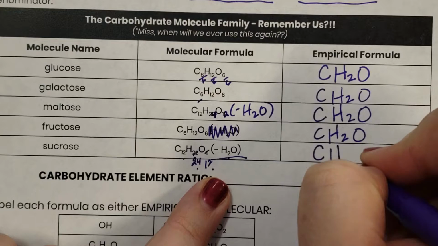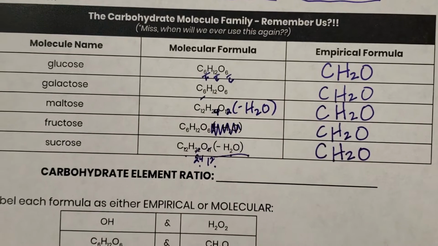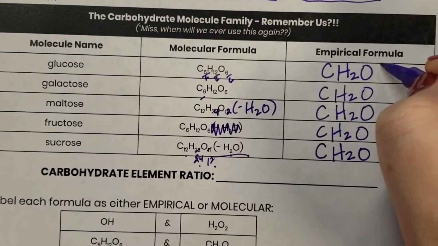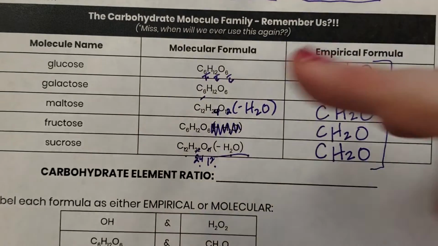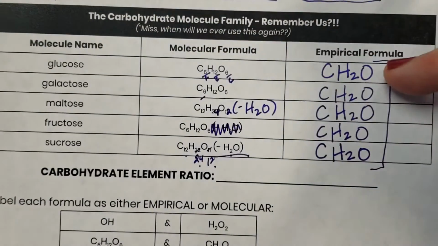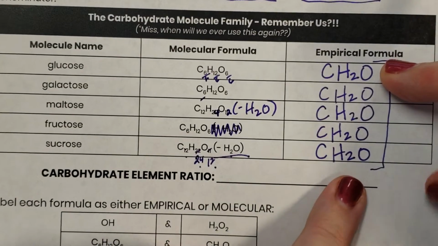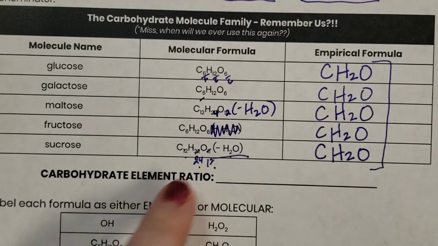So CH2O. Holy cow. All those different sugars have the exact same empirical formula. You cannot use the empirical formula to determine what something is. Lots of chemicals can have the same empirical formula, but different molecular formulas. So even though glucose and sucrose have the same empirical formula, they have very different molecular formulas.